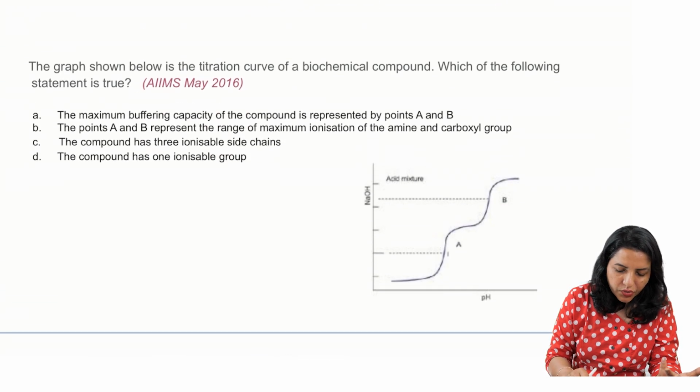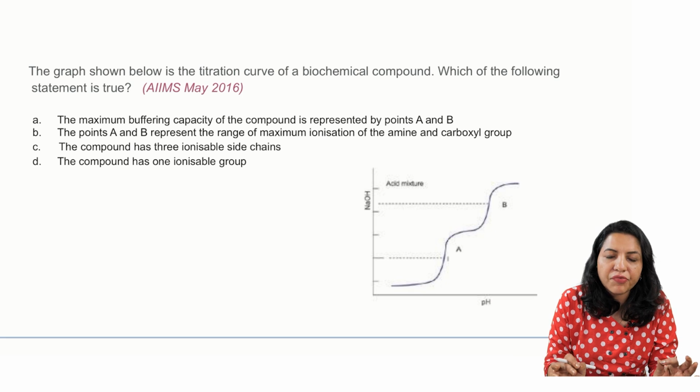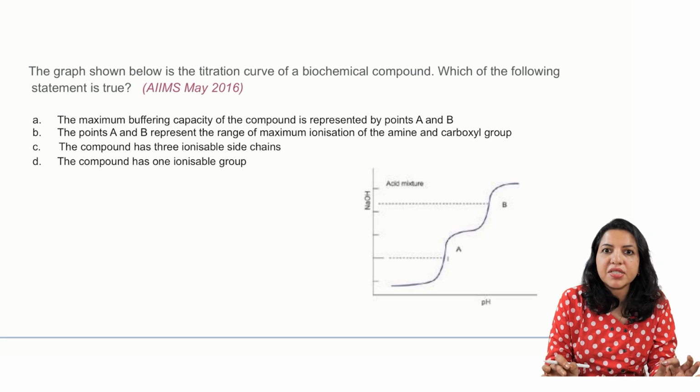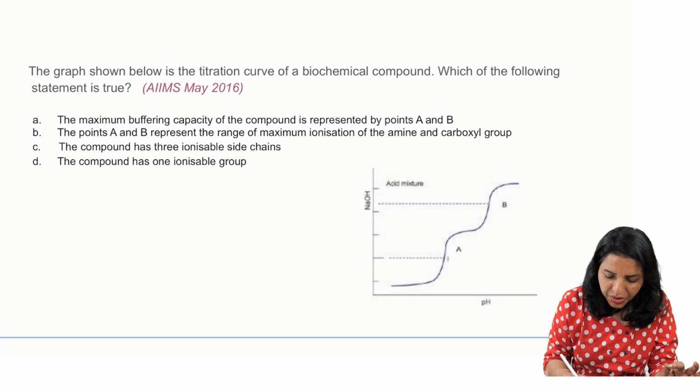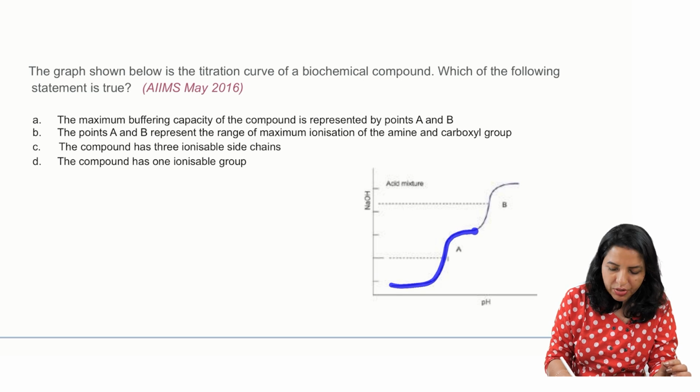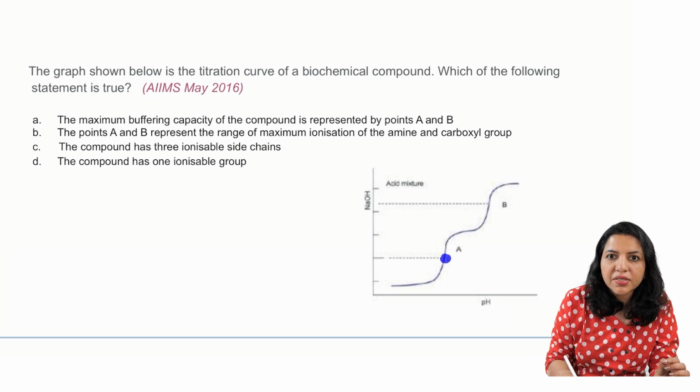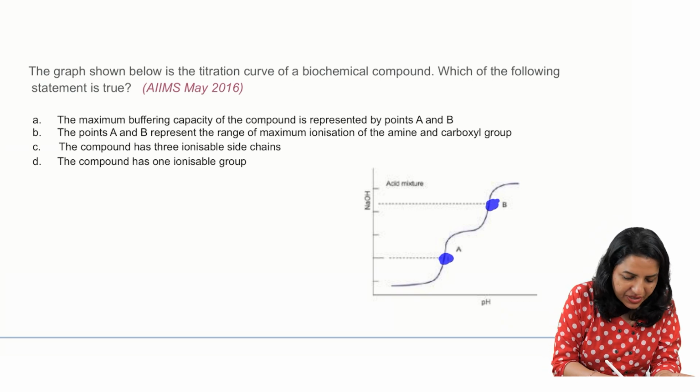In this question, the maximum buffering capacity is represented by points A and B, which means this is a titration curve of a compound having 2 ionizable groups. This is the first titration curve and this is the second titration curve. There are 2 points here: one is pH equal to pK1 and the other is pH equal to pK2, point A and point B. So the maximum buffering capacity is represented by A and B. Is it right? Yes, that is correct.